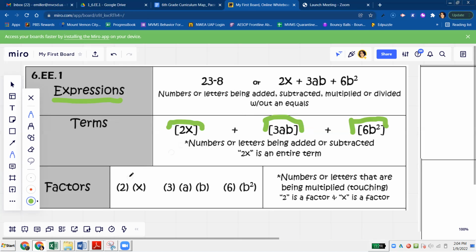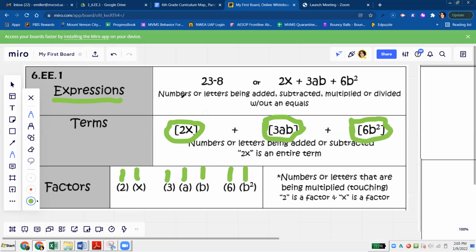All right, within each term, sometimes there are factors, and those are numbers or letters that are being multiplied or they're touching. So for example, in the term 2x, the factors are 2 and x. So there's two factors there. In the term 3ab, you have three factors, 3 times a times b. Those are three different factors, 3, a and b, because three items there are being multiplied. And again, factors are things being multiplied. In the term 6b squared, which is one term, there are two factors being multiplied, 6 and b squared.